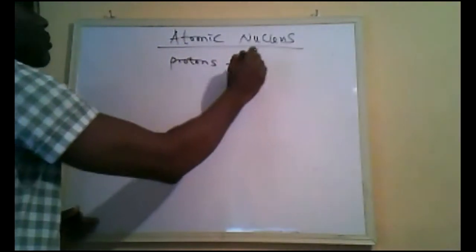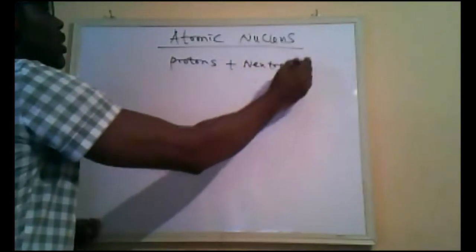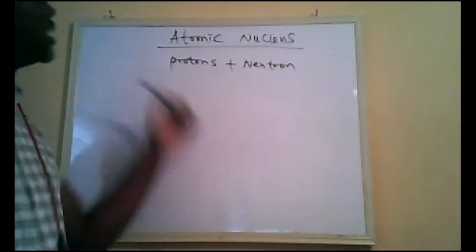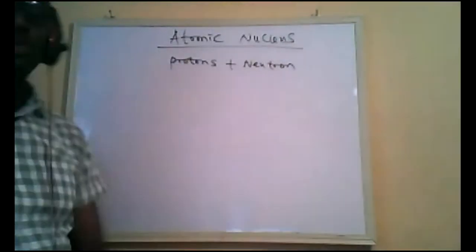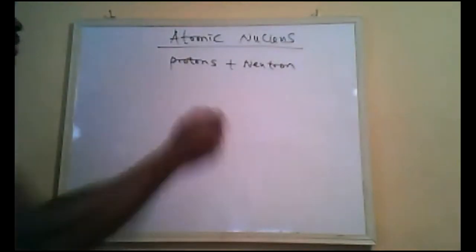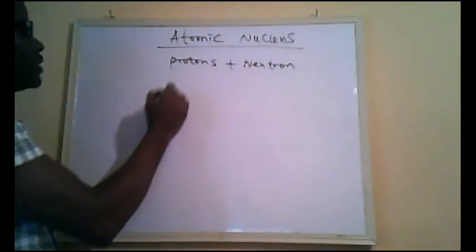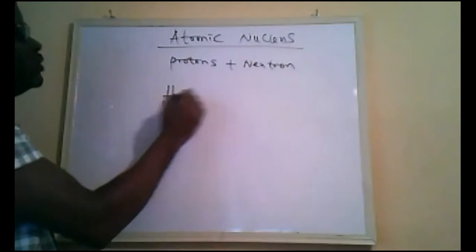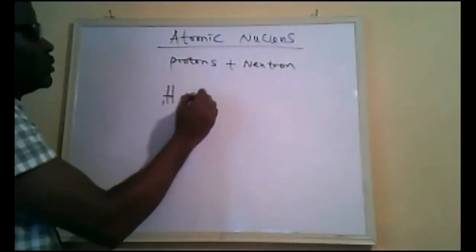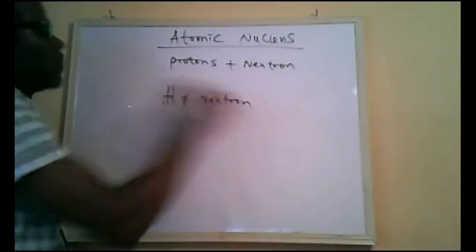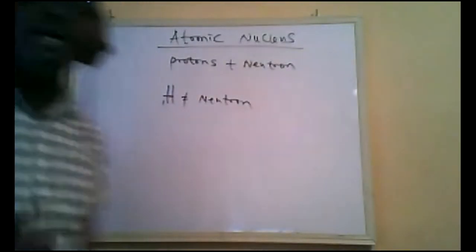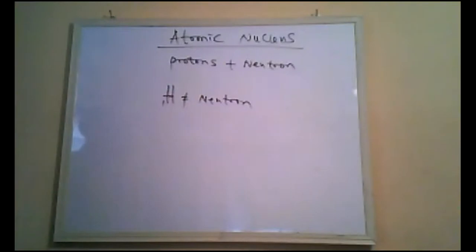Protons plus neutrons. All nuclides, all elements have protons and neutrons, except hydrogen. The first isotope of hydrogen, protium, doesn't have a neutron. No neutron. So apart from this one, every other nuclide has a neutron.